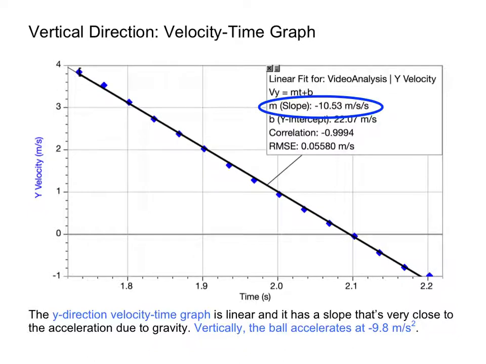You have to be very careful with how you click. This number is extremely close to an acceleration that we've talked about before. In fact, if I was able to do pixel perfect clicks, I would have gotten a slope of negative 9.8 meters per second squared. So as far as the y direction, or the vertical direction, is concerned, this ball is in free fall, right? It's accelerating at a specific rate in the vertical direction.